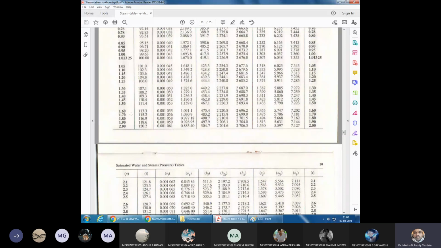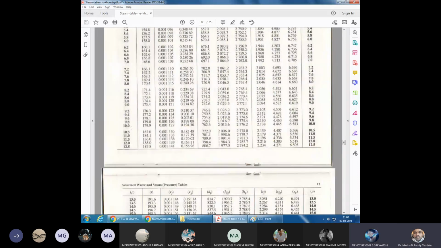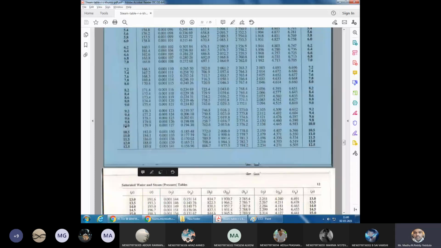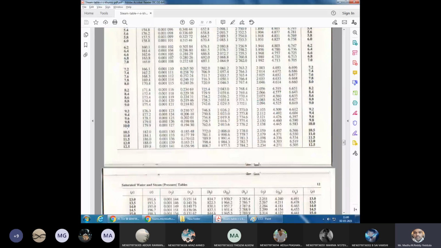Tell me. Yes sir, again I will repeat. At 10 bar pressure, we know the saturation temperature. If you refer to this horizontal line, these values correspond to quality 1, that is dryness fraction 1. If the steam has this much value, then the dryness fraction is 1. If it is less than this, the quality is less than 1. If it is more than this, the quality is more than 1. Is it clear?